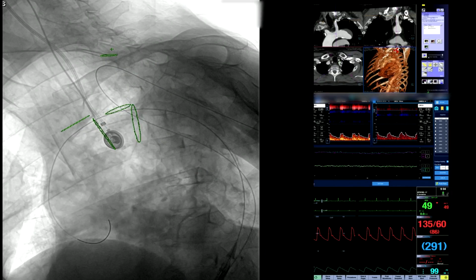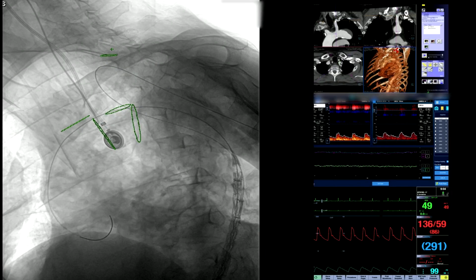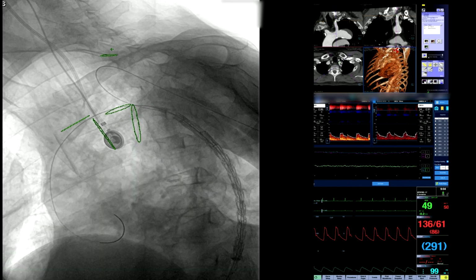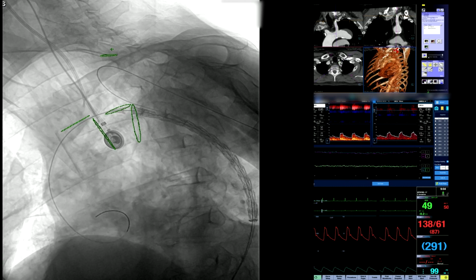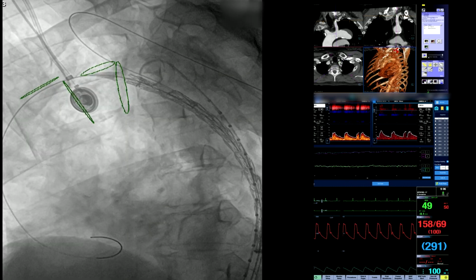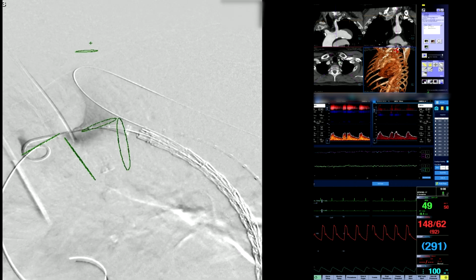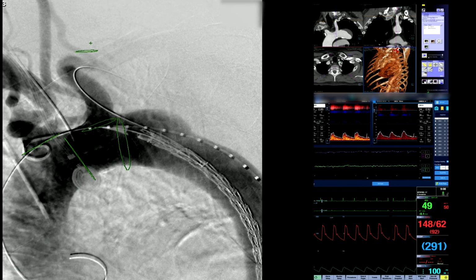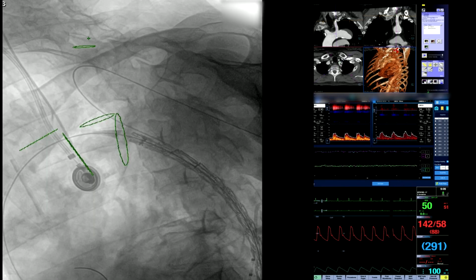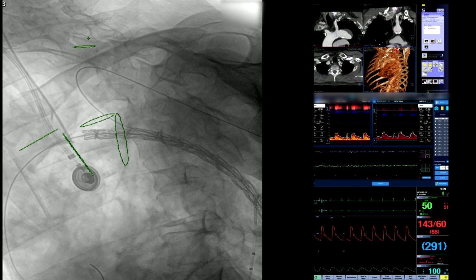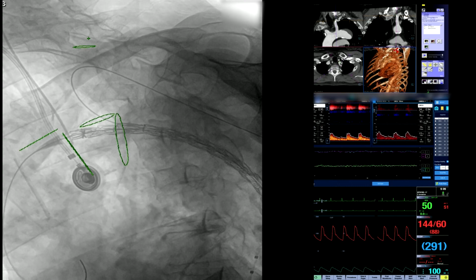The device is then advanced over the wires and its tip is parked near the expected level of deployment based on the generated fusion marks. A marker pigtail is then advanced over a wire and an arch aortogram is obtained. The main device is then positioned appropriately, taking care not to cover the bovine origin, and deployed as seen in this portion of the video.